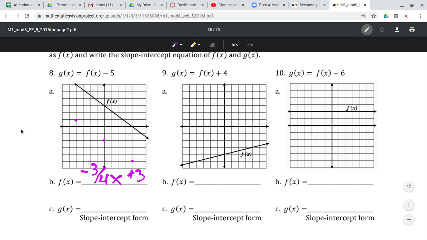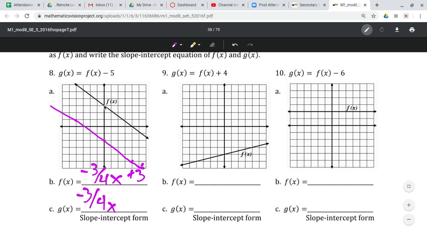I'm going to attempt to draw it in there, but I make no promises. Not too bad. So there is our g of x function. So for g of x, the slope is going to remain the same. Remember, these will always have the exact same slope. That's never going to change because we're doing the translation. We're just moving it up or down, and you use the y-intercept to help you.